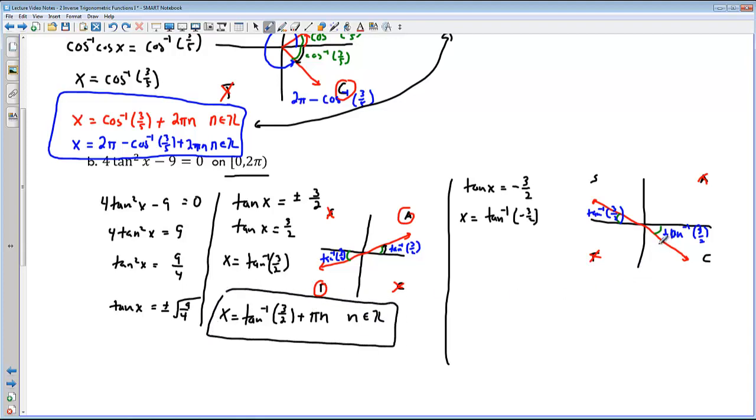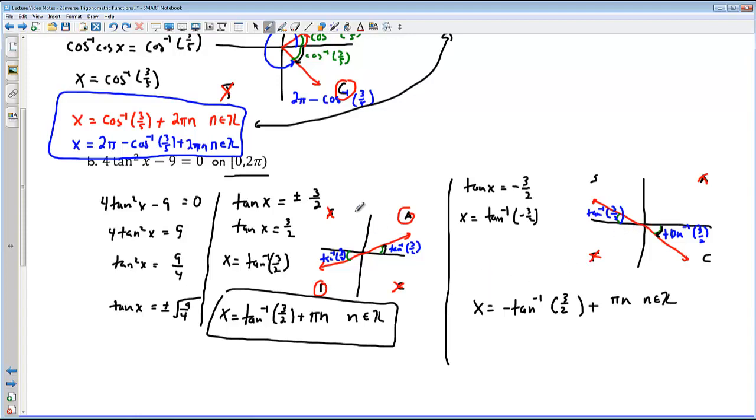And then over here, there are a couple ways to do this one. You can take 2 pi and take off tan inverse of 3/2, or instead of saying 2 pi minus, you can just go down like this. So we can just say that's going to be negative tan inverse of 3/2, and then plus pi n, n an integer. You could do something like that if you like. All right, but that's not the answer.